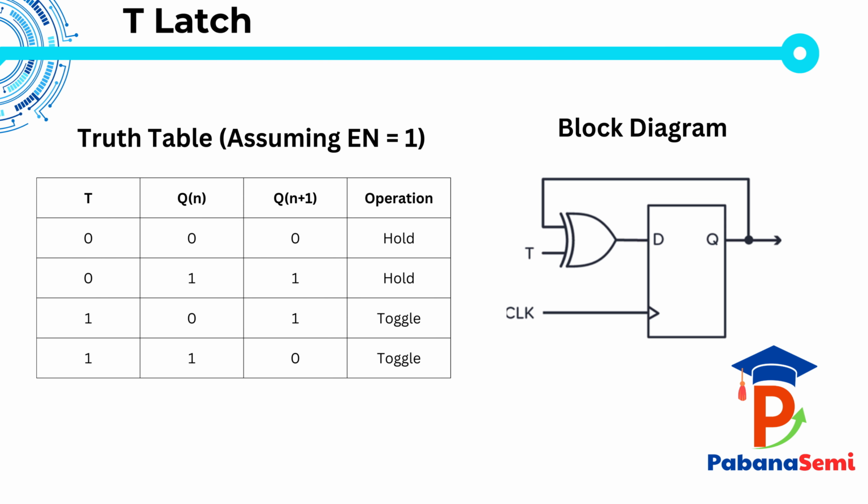Now, look at the next two rows. When T is 1, the output toggles. If Q is 0, it becomes 1. If Q is 1, it becomes 0. So T equals 1 means toggle.